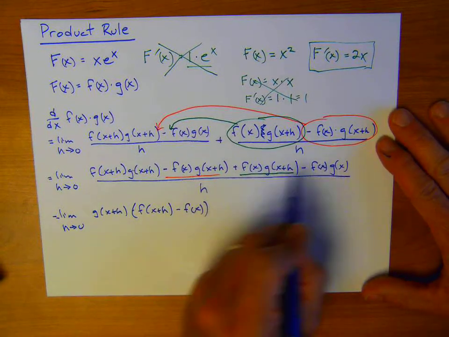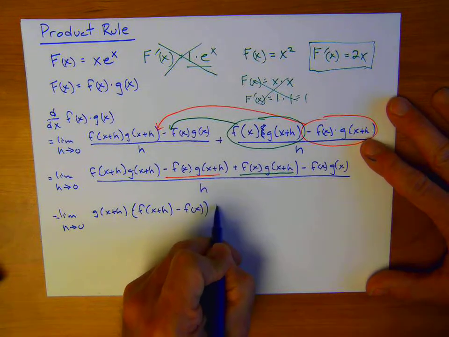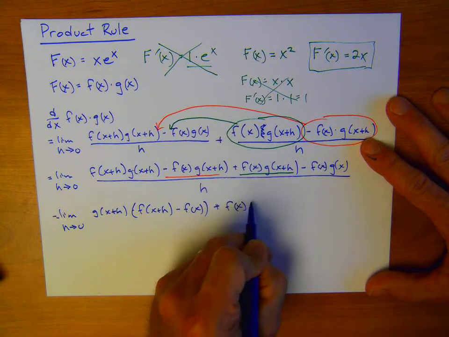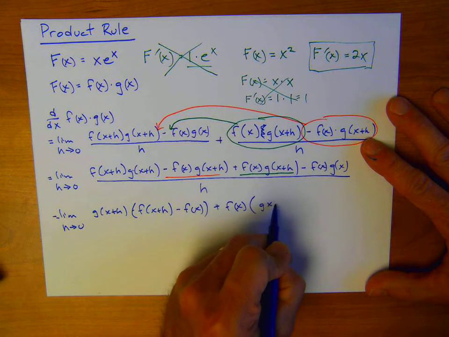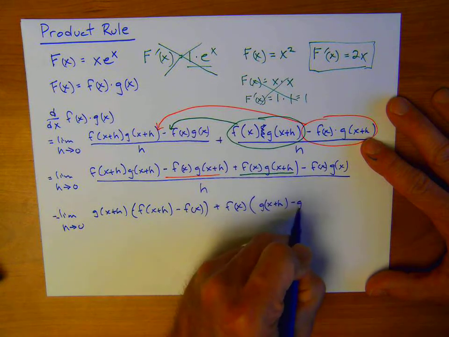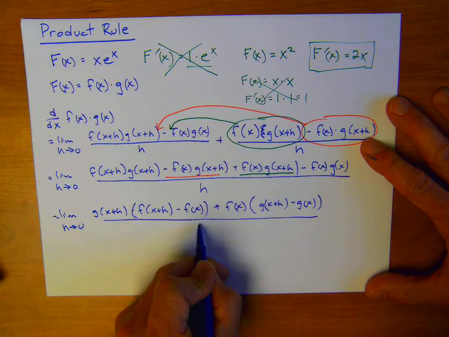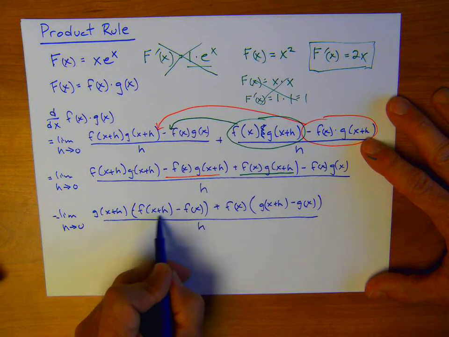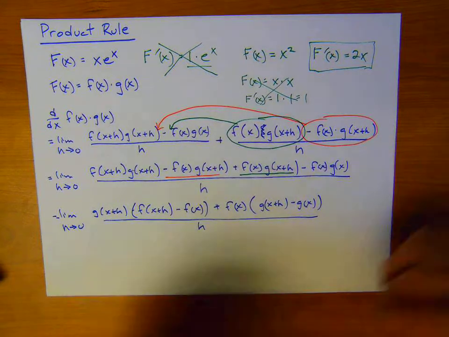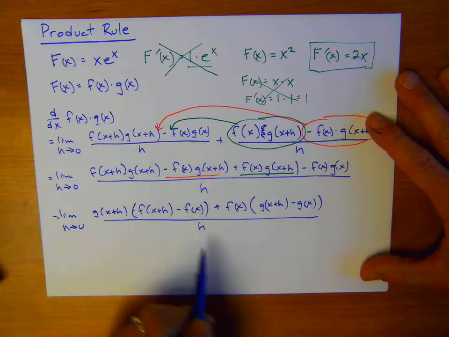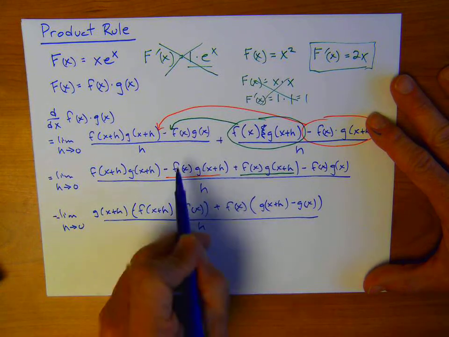And then over here, the common term is f of x. So if I pull out f of x, I am left with g of x plus h minus g of x. And maybe you're beginning to see the motivation here. Notice this is f of x plus h minus f of x. Here's g of x plus h minus g of x. If I can get those over h and take limits, then that's going to look an awful lot like f prime, and that's going to look an awful lot like g prime. So that's kind of where this is headed in terms of why we insert these things.